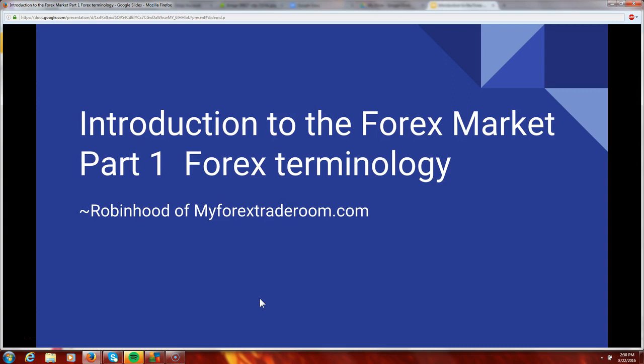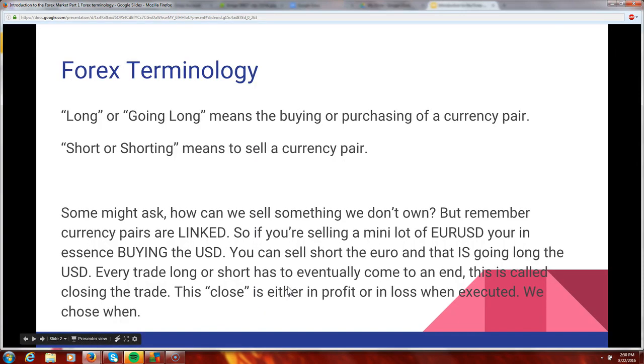But anyway, we do have terminology in the Forex market. We want to go over that today, okay? So when we say that we are going long, or we're going to long something, like I'm longing pound yen, for instance, or I'm going long pound yen, it just means buying or purchasing of that currency pair.